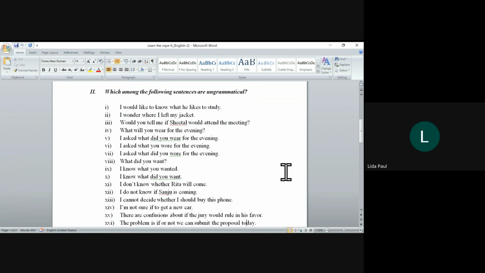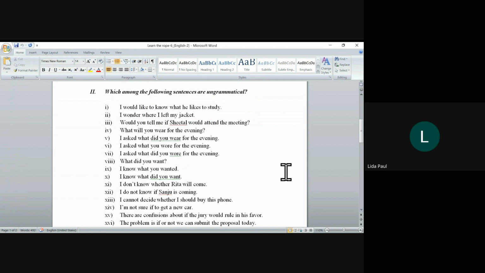Fifth one, I asked, what did you wear for the evening? It's grammatical. And there is a clause in this one, a question clause. There is a clause, but merely the presence of a clause will not make it grammatical. Is the clause structure correct? I asked, what did you wear for the evening? So yes, "what did you wear for the evening" is your question clause here, right? And is that the right construction?